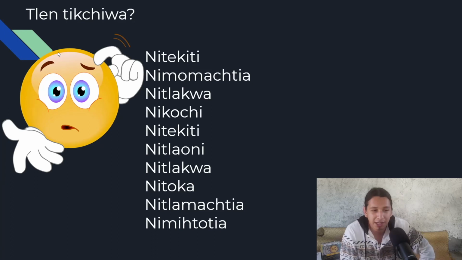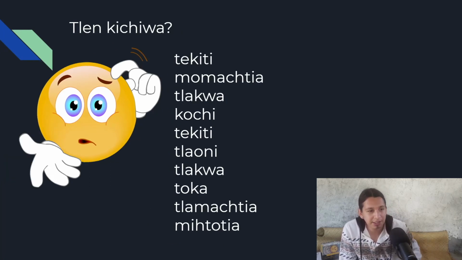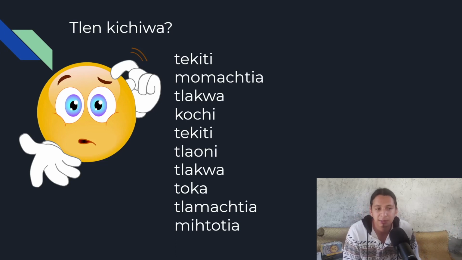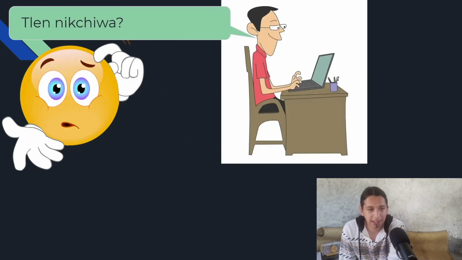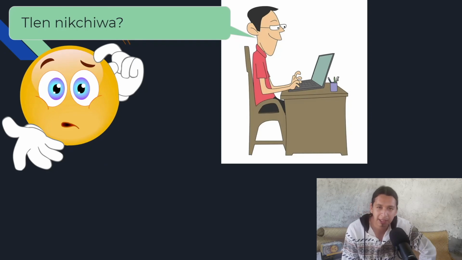Okay, so this is the conjugation of things that I can do. Ni tequiti, ni momachtia, ni tlacua, ni cochi, ni tequiti again, ni tlaoni. All the actions we've seen when I do them. Actions that you do: you work, you study, you eat, you sleep. Actions that he or she does: tequiti, momachtia, tlacua, cochi, etc. And the new one would just have T and H at the end for us, things that we do. So practice those different conjugations.